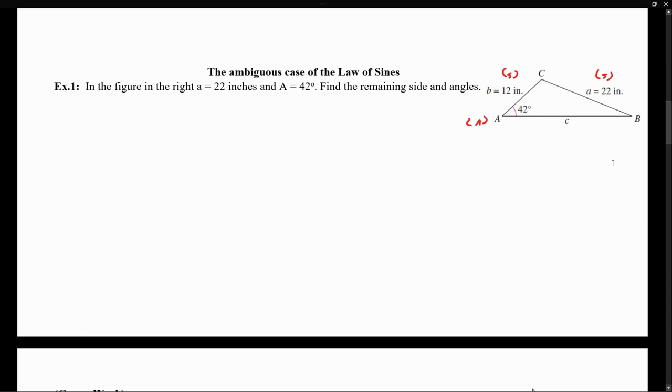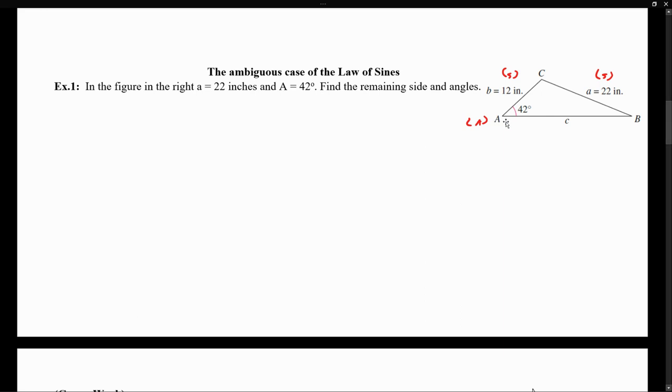Welcome. In this case, we're going to be working out some examples for the ambiguous case of the law of sine. So let's start by looking at example one. Take a look at how the information is given to us. It is given in the form of side-angle. If the information about a triangle is given to you in that form, it is a good idea to think about the ambiguous case of the law of sine.